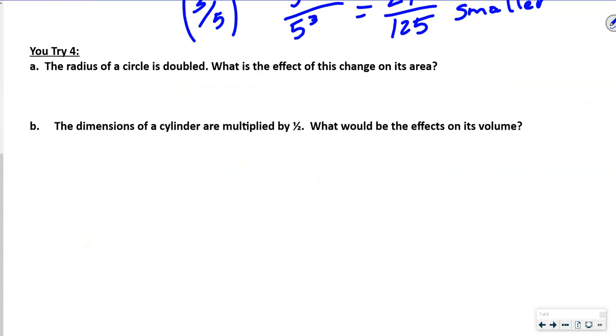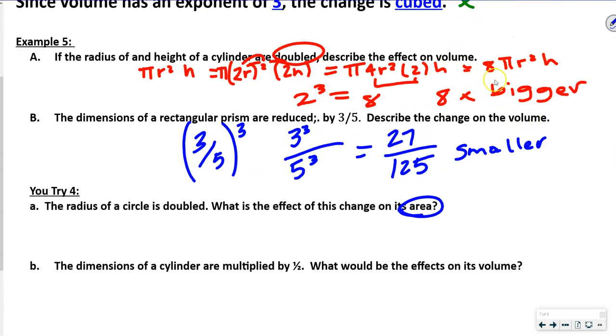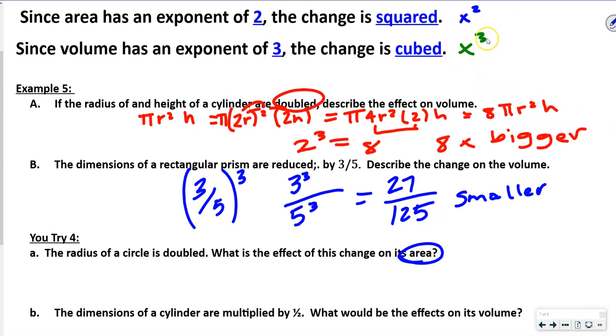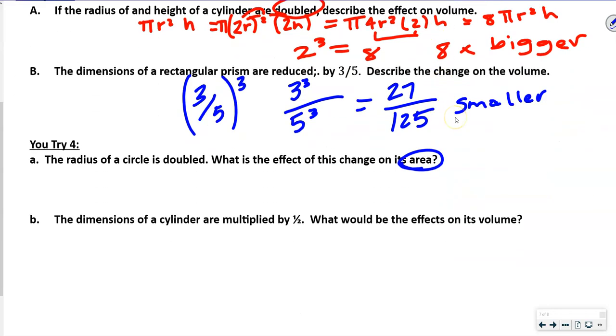If our circle is doubled, what is the effect on its area? Notice that's area this time. The 2 prior were volume. Y'all see this? Volume, volume. So that's why we're taking it to the third power. This time it's area, okay? So that means we're going to take it to the second power. So it says the radius is doubled, right? So that would be 2 times that, and if we squared that, then what is that? That's going to be 2 to the second, and that would be 4 times bigger, right?